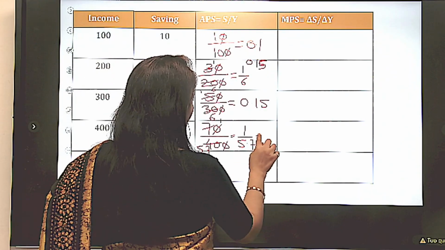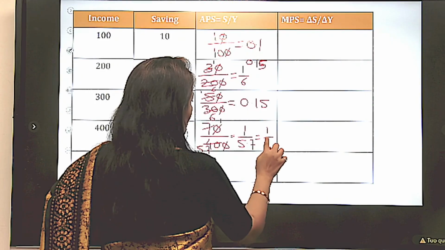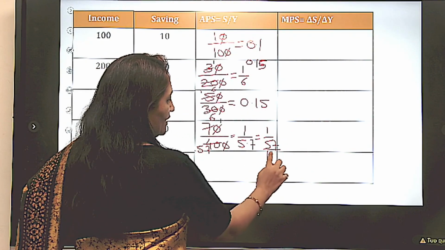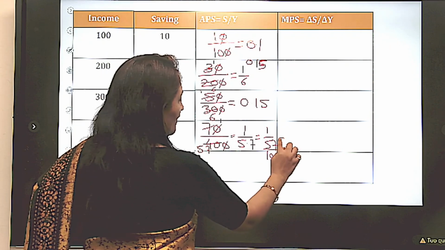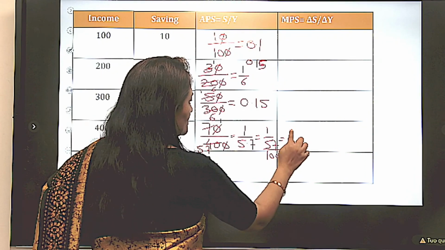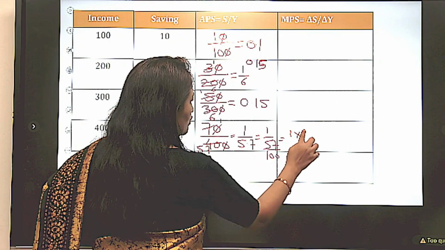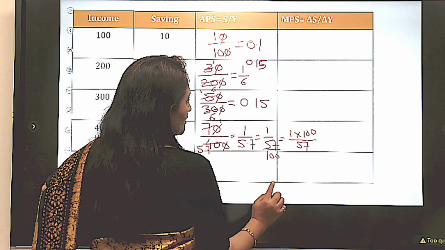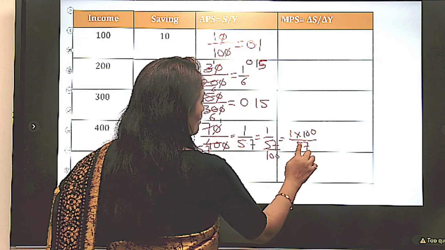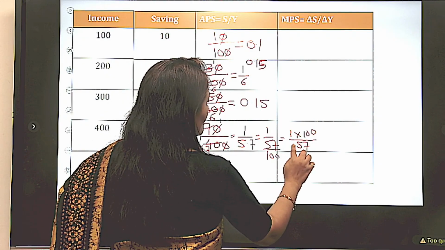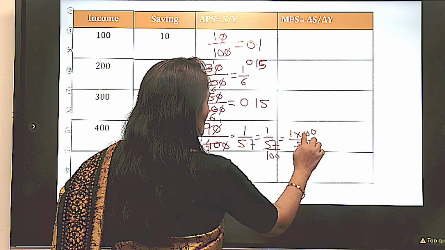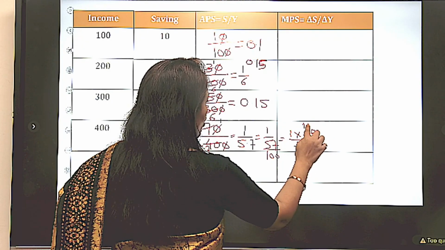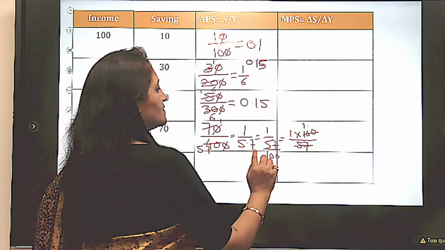and I'll do the calculation. 1 upon, so we can solve it like this, 1 upon 57 upon 100. Okay, so we can make it inverse. So it is 1 into 100 upon 57. So, my God, so difficult. 57 ones are 57 point. Some more numbers will come.